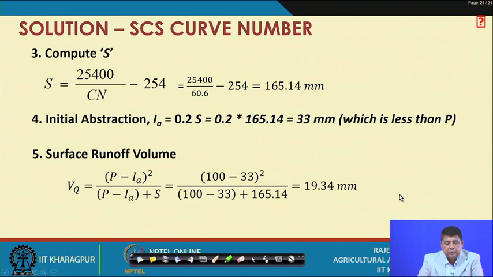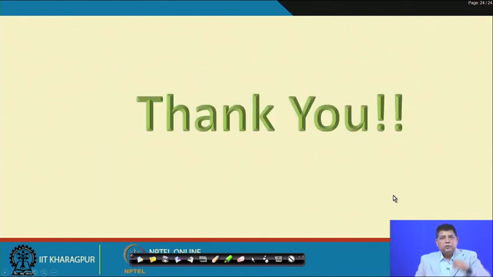This brings us to the end of this lecture, where we have seen that we have a modified universal soil loss equation, where the rainfall erosive index is replaced by the runoff factor, and for estimating the runoff factor we have to estimate surface runoff volume, for which the SCS curve number technique is used, that we saw in this lecture.